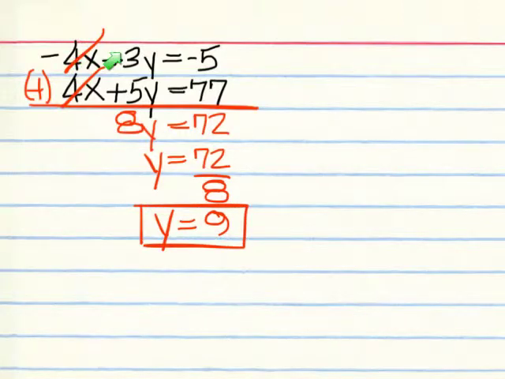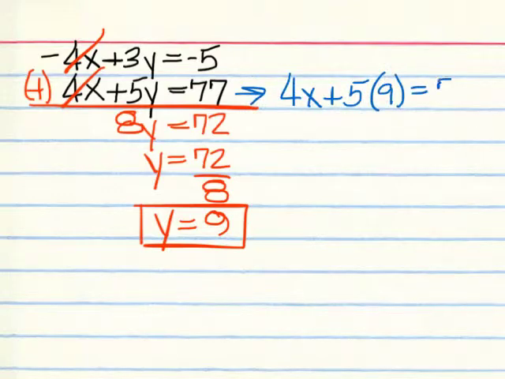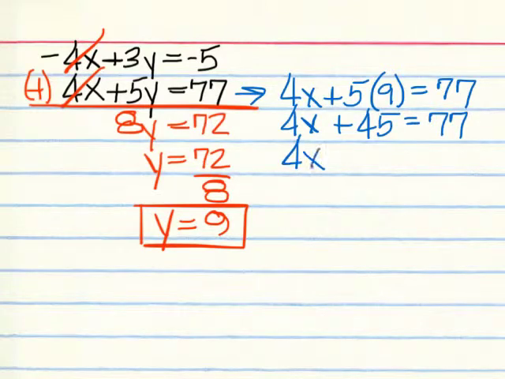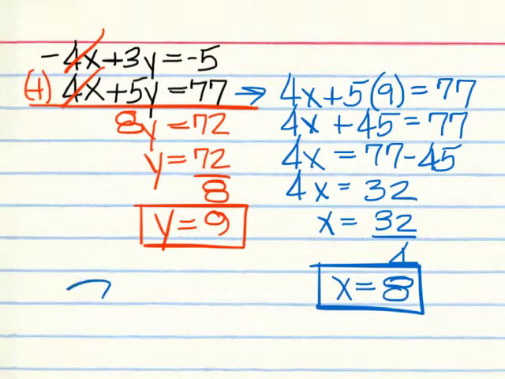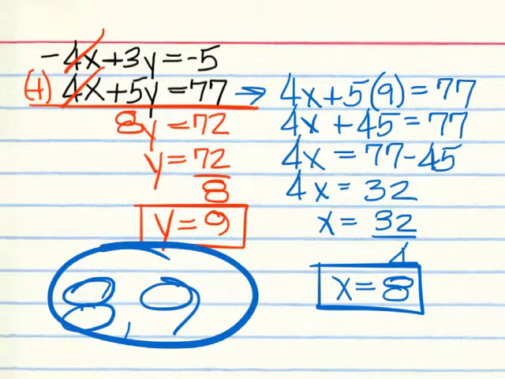Now plug that back into either this equation or this one. I'm going to use the bottom. So that would be 4x plus 5 times 9 equals 77. And simplify to get 45. You must move that to the right side and change the sign. Simplify, and then divide. 8, 9 is the answer.